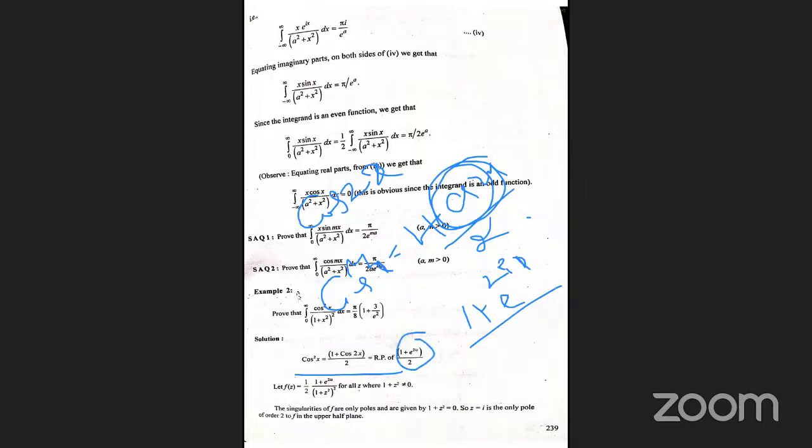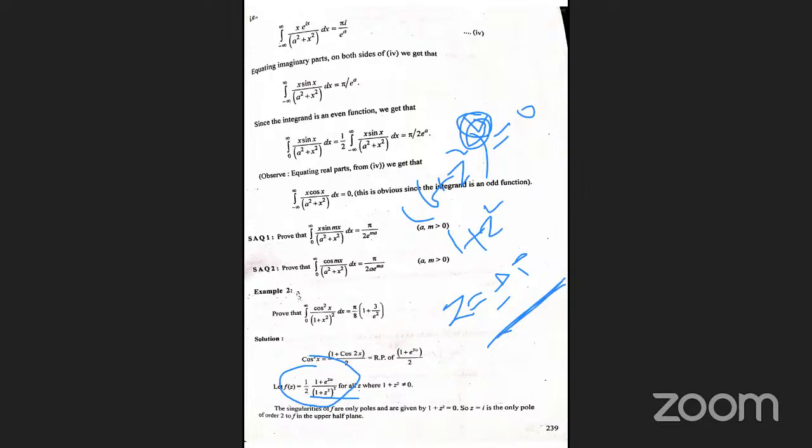ఇది f of x కదా, దాన్ని f of z లోకి చేంజ్ చేసేది. f of z equal to 1 by 2, 1 plus e power of 2iz by 1 plus z square whole square. Poles find out here. So 1 plus z square whole square equal to 0. So ఇక్కడ pole of order 2 ఉంది. 1 plus z square roots ఏమొస్తుంది z equal to plus or minus i. So z equal to i is the only one pole of order, what is that? 2.